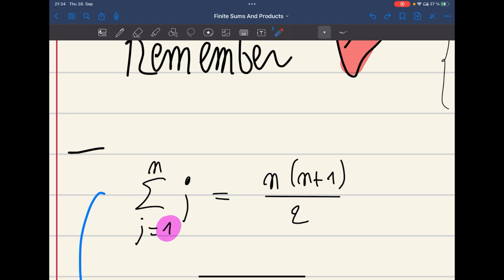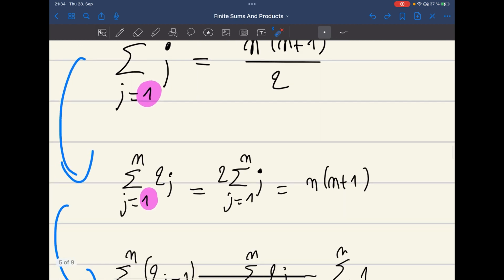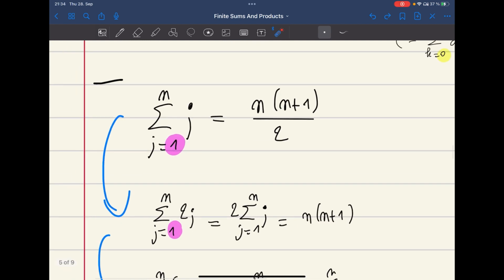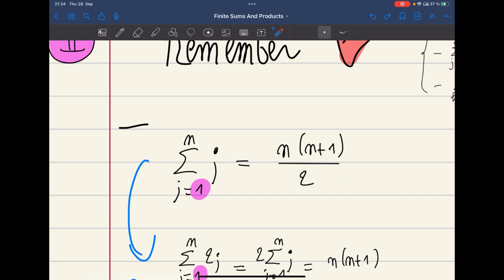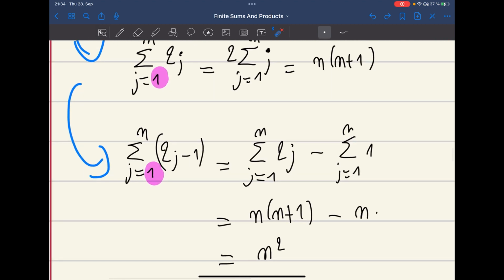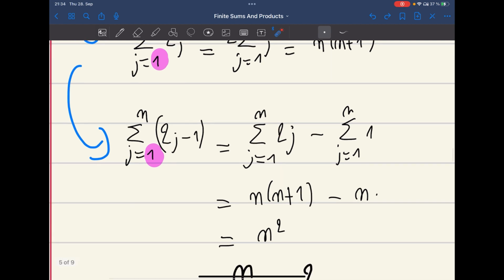If you multiply this sum by 2, you can enter the 2 inside, and this removes the denominator. Then you have the sum of all the even numbers, which is n times n plus 1. So you just need to remember that one to find this one and this one. Also the one for the odd numbers: you just do the sum of a plus b as the sum of a plus the sum of b, you develop, and you obtain n squared.